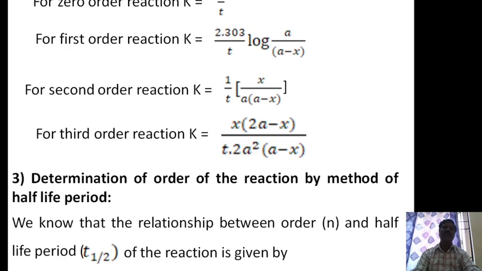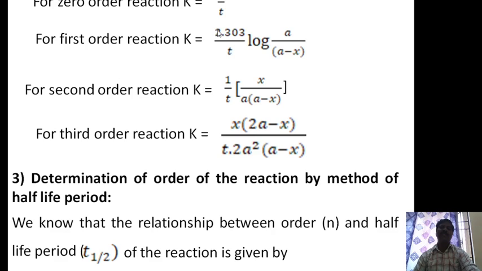Then you again choose another, the rate constant of a first order reaction. For a first order reaction, K is equal to 2.303 divided by t, log of A divided by A minus X. Now substitute the initial concentration A, the A minus X value, and the t value, for different intervals of time, say 5, 10, 15, whatever, one, two, three trials you have to do. If K is a constant value after different intervals of time and change in concentration, then we conclude that the given reaction is a first order reaction.